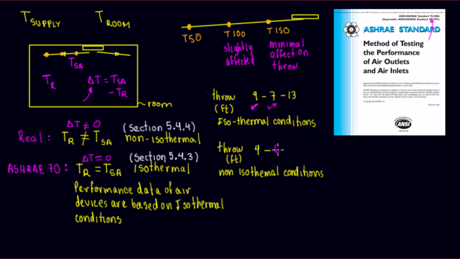Not so much. So the big issue is this one. This is the big issue, which is like T50, terminal velocity of 50. Then we have 13 feet of throw. That's the one that is gonna be affected. I'm gonna put in here affected. This is affected. And again, ASHRAE 70 assumes isothermal conditions.